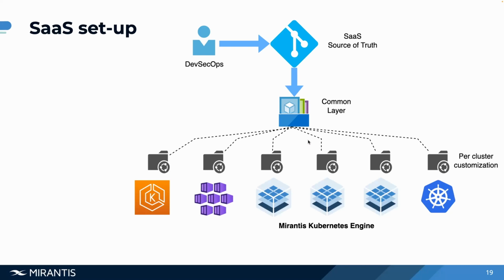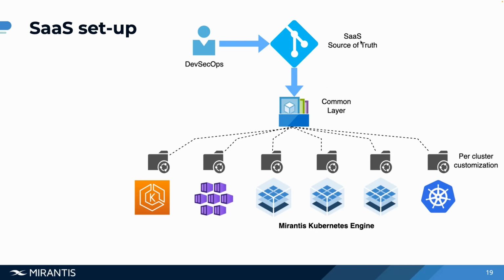you have two layers. You have a first layer which is a common layer, and a second layer which is a per cluster customization layer, right? So here you can see that I'm handling multiple clusters, right? And again, Lens Autopilot is made to handle multiple clusters at the same time. You can have an EKS cluster, you can have an AKS cluster, Mirantis Kubernetes Engine clusters, vanilla clusters, right? You have these different clusters, different environments, and you are managing all these different clusters, right?